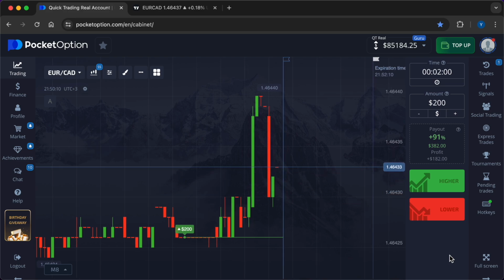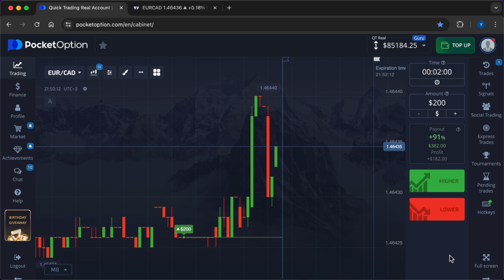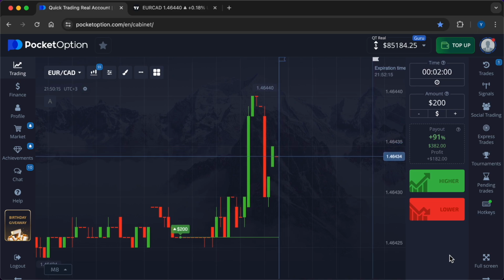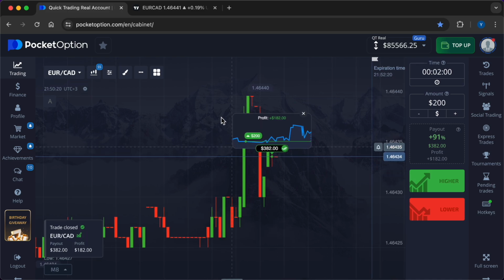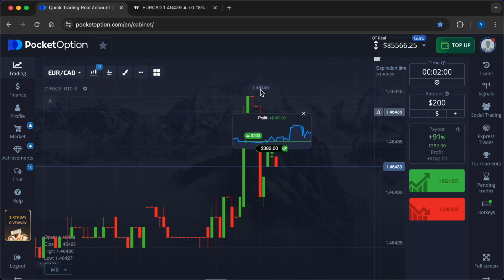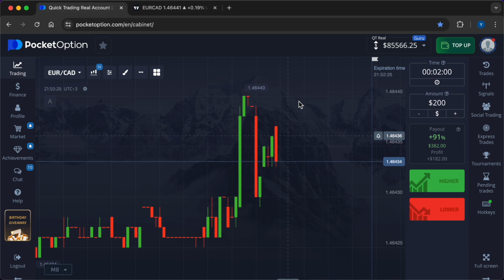So, the trade is about to close and as you can see, the robot forecast and my analytics agree. The uptrend and consolidation decided the outcome of this trade. $182 were deposited into the account.